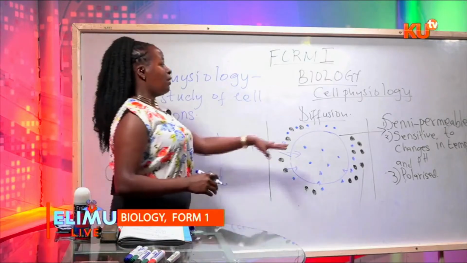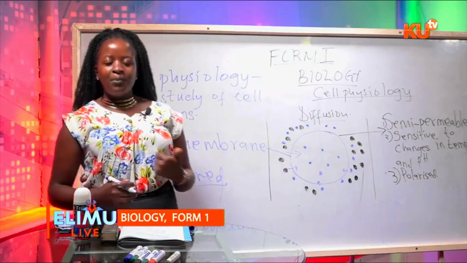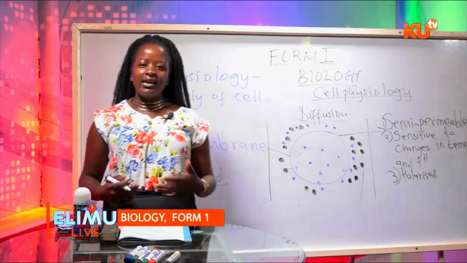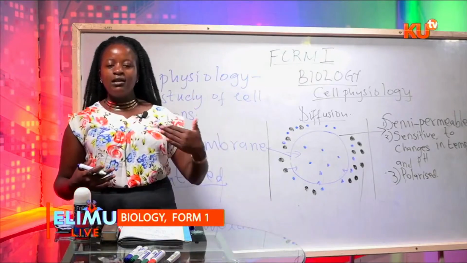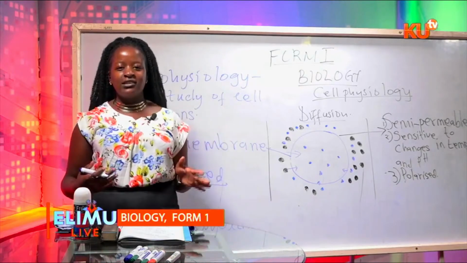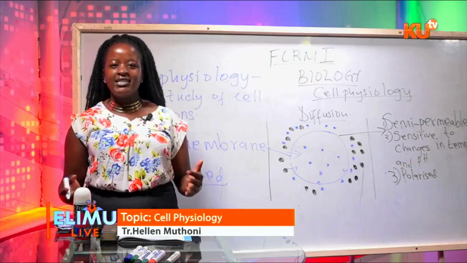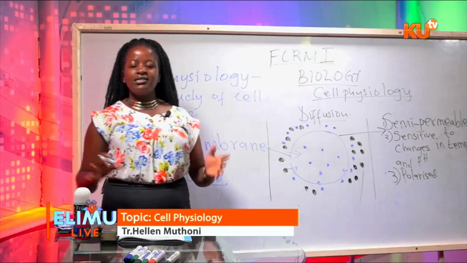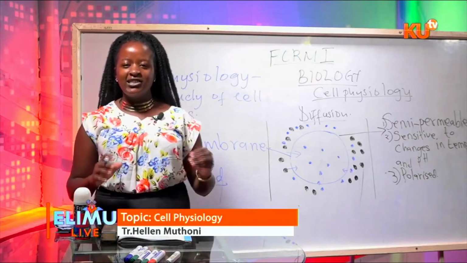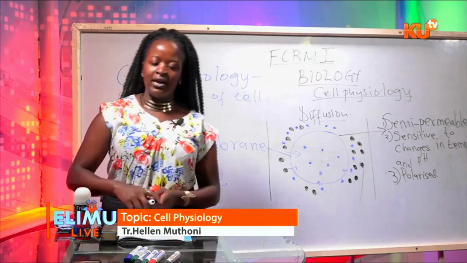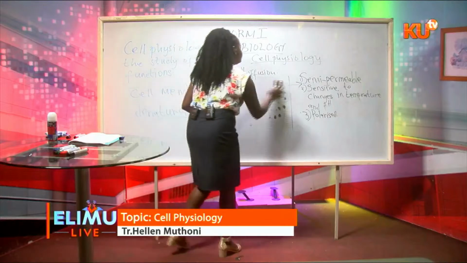The last property of the cell membrane is that it is polarized. Polarized means that it has electric charges. The outer part of the cell membrane has positive charges, while the inner part has negative charges. Now, all these charges enable that particular cell membrane to detect changes in its environment. I hope you're taking notes on these main points.